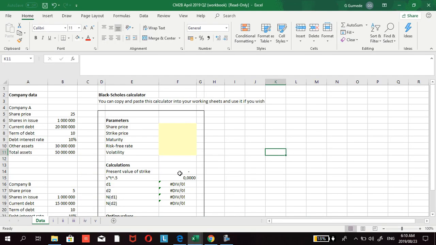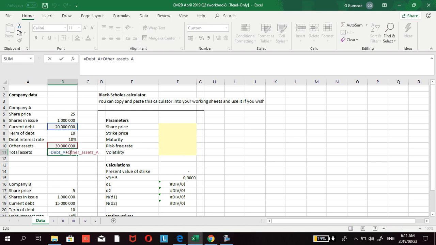Now, when you go in the spreadsheet provided, this is what you will see. So you will see data here. Now, they don't say anything about this data. You just have to check what is happening here. So we have got the share price, and we have got shares in issue to be 1 million. And we have got current debt. Also, please press and see what is happening here. See if there is any formula used. And the term of the debt, and we are given the debt interest rate. We are given other assets. Just press to see if there is anything happening here, and don't make a mistake.